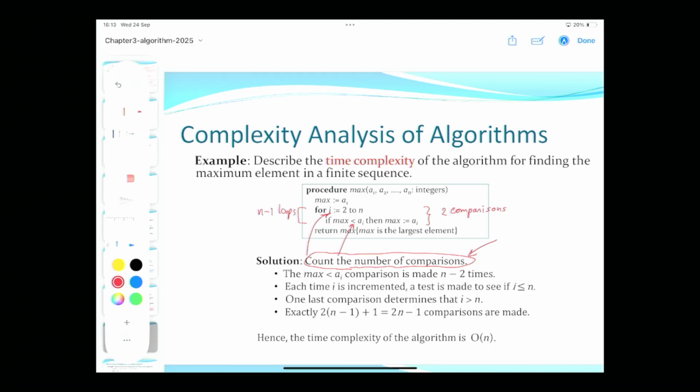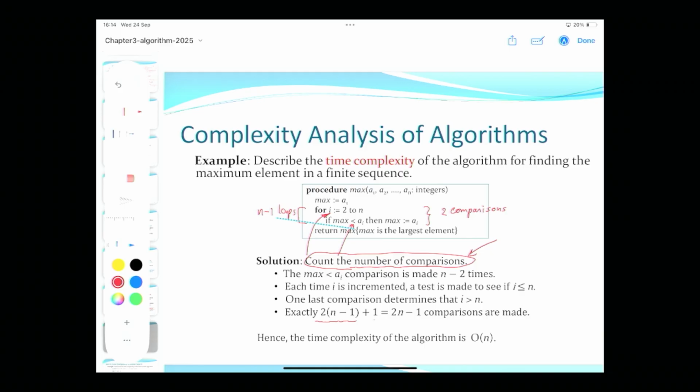And each loop has two comparisons. So the total number of comparisons here is 2 times n minus 1. This happens until i is equal to n, and then in the next step, i is incremented to n plus 1. We check that the condition i from 2 to n is not met, so when i is equal to n plus 1, we exit the loop.